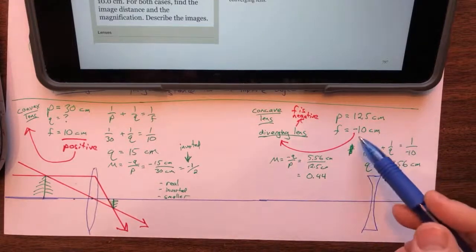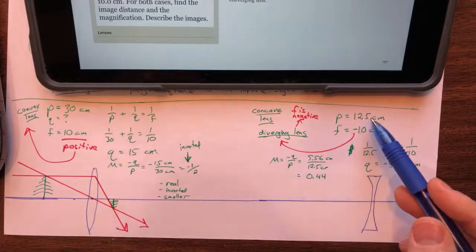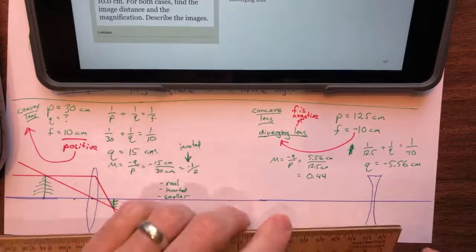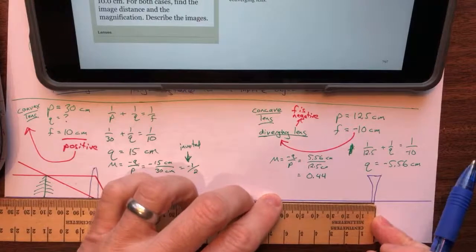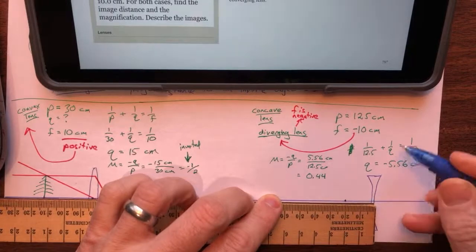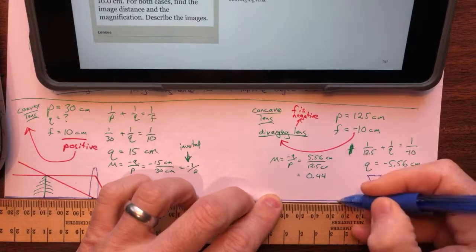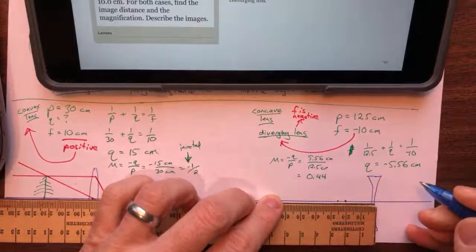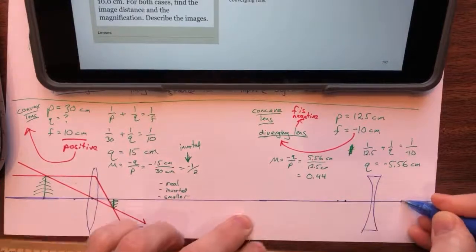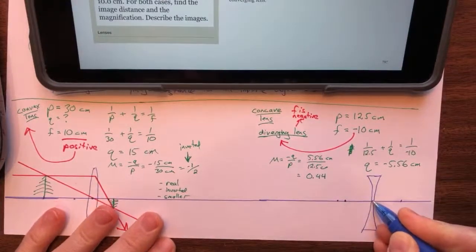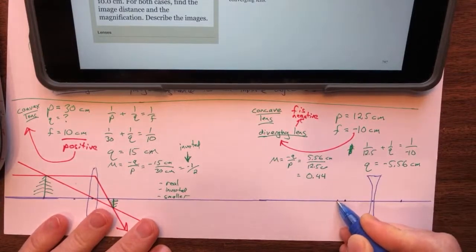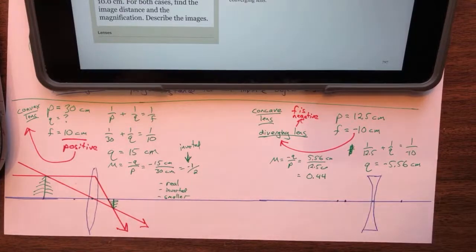So we have a focal length of 10 and an object distance of 12.5. I'm going to spread this out a little bit more, so rather than doing 10, let's make this 20. Let's just double everything. The object is at 12.5, so that's going to be 25. And this over here is also 10, which I'll put right there. So this here is the center of the lens. Here's a focal point, here's the other focal point, and here is my object.